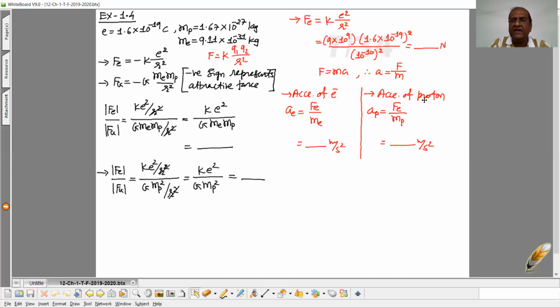Now to calculate the acceleration of proton, we can write ap equals electric force upon mass of proton. Substitute this calculated value of electric force here, and the mass of proton is given to you. Substitute these values, then solve it, and you will get the acceleration of proton. Clear? This is a somewhat lengthy example.